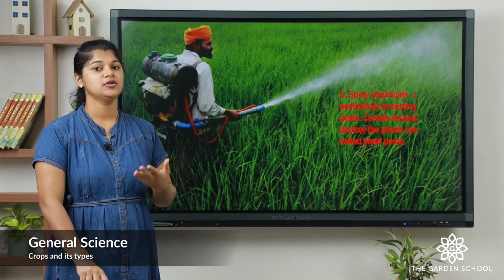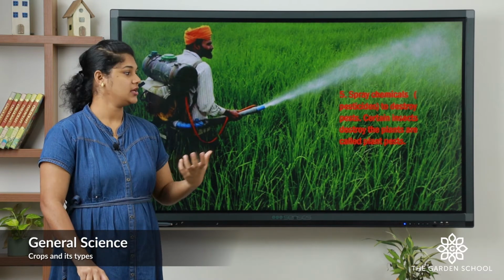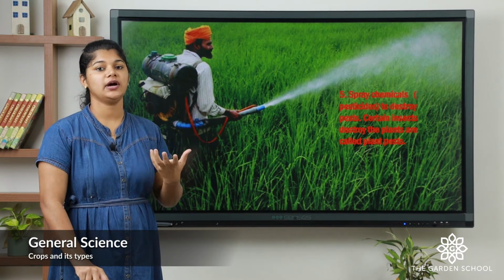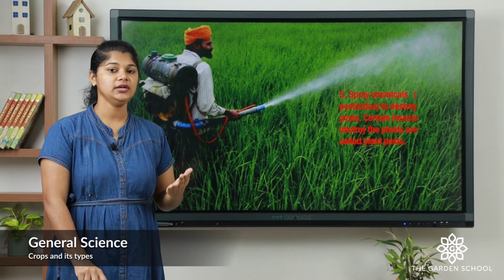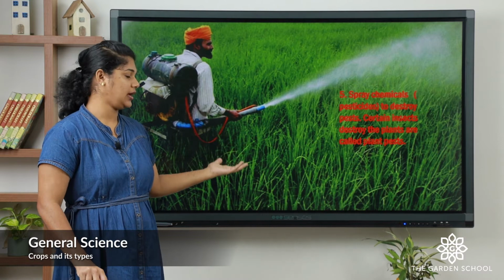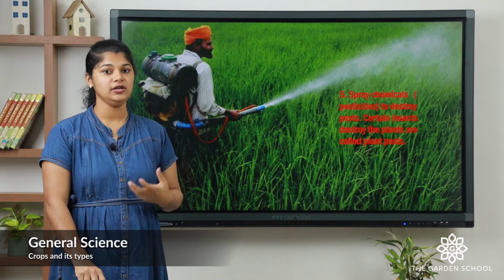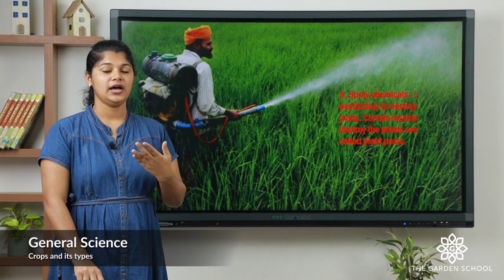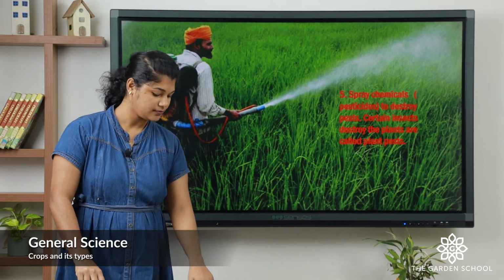The next procedure is to spray chemicals, that is pesticides, to avoid plant pests, that is insects and fungus that may destroy the plants. That's why they are spraying the pesticides. There are two types of pesticides, organic and inorganic. Organic pesticides help the plants grow and do not contaminate the soil. But inorganic chemical pesticides contaminate the soil as well as the water and air, and are unhealthy for humans.